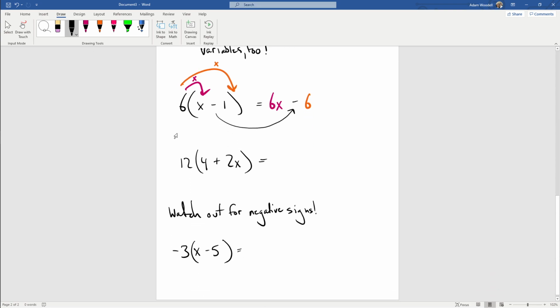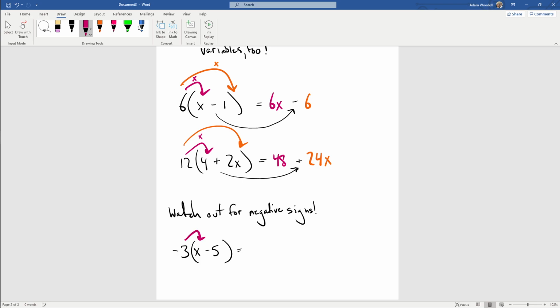Great. I can also do this if the variable is second as well. 12 times 4 gets me 48. 12 times 2x gets me, well, 12 times 2 is 24. And then the x is just along for the ride. And lastly, that plus sign is going to keep coming back. And it's 48 plus 24x. Great. So that sign in the middle is really important because if you forget what that sign is, or if you write down a different sign, you might get a different result. So you really got to watch out for your negative signs here.